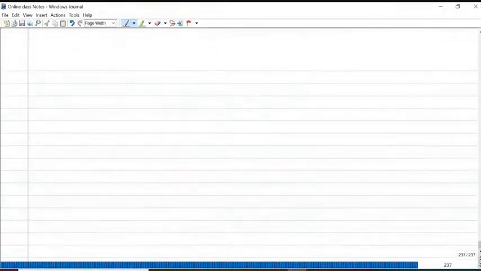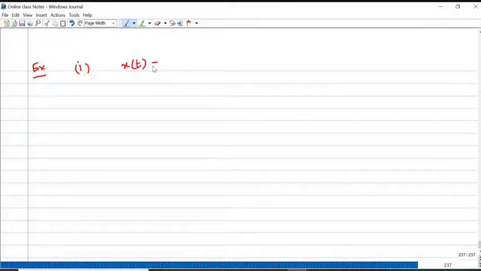Right? So we'll start solving some problems in continuous time Fourier transform. So these are all important formulas. First one, x of t equal to del of t. Find the continuous time Fourier transform.